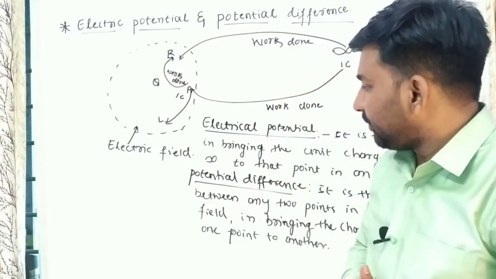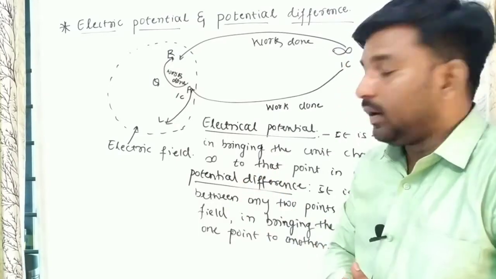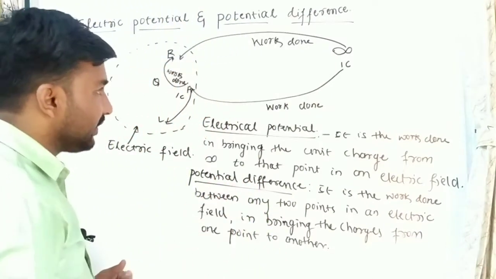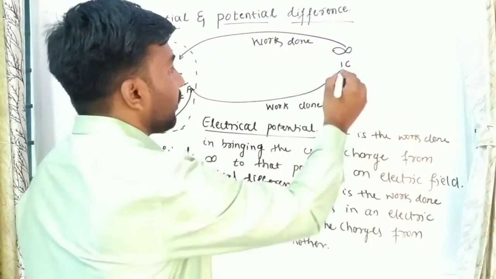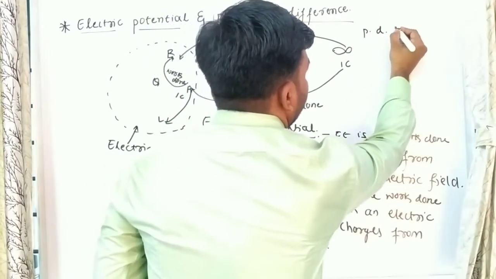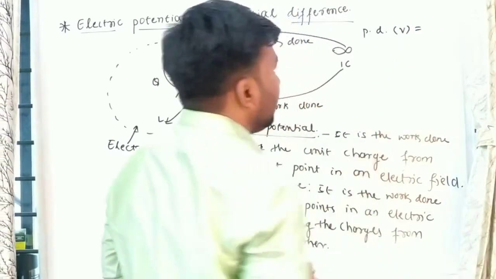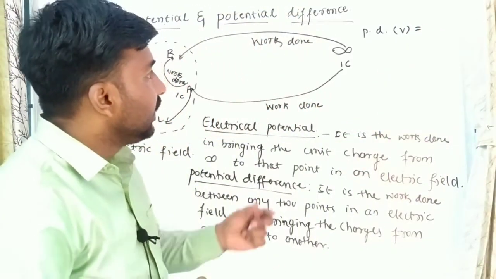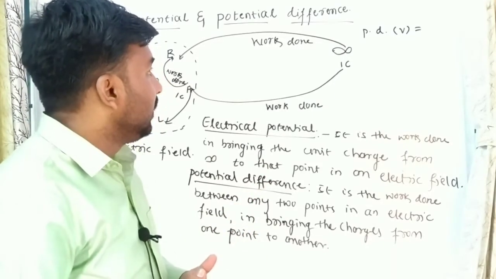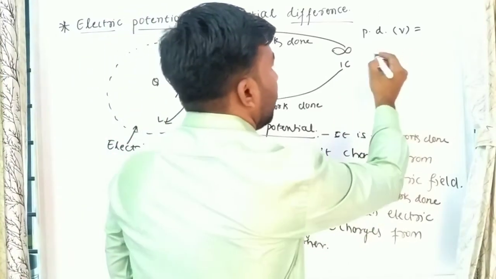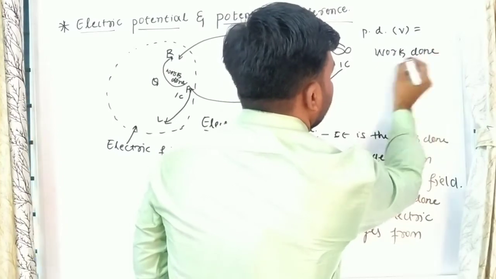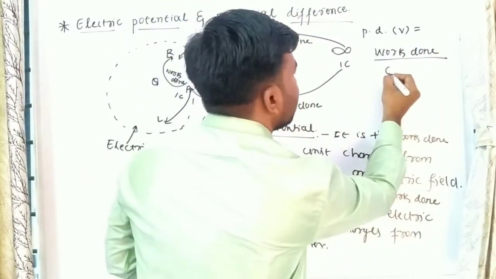This potential difference is going to be represented by the letter V. I will write it in short form. Now according to the definition, how can we write the formula? Work done upon the charge.